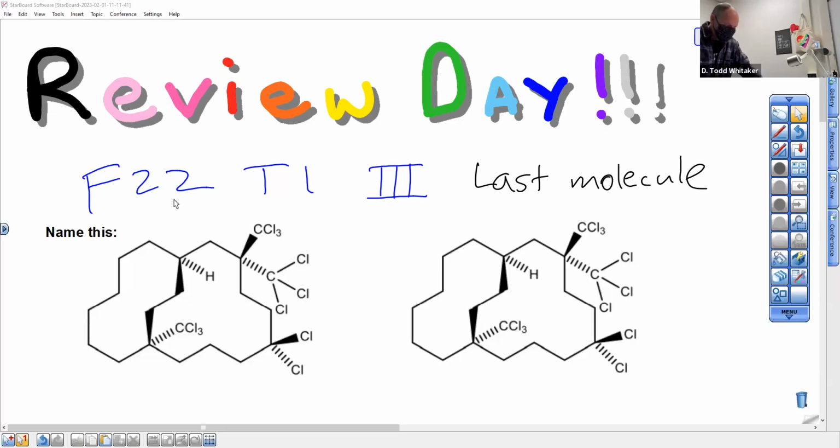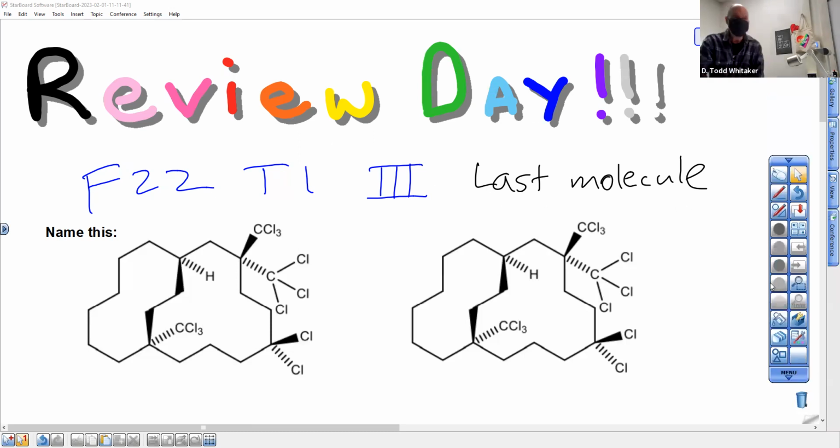We're going to start our Test 1 review day. We had a request for Fall 22, Test 1, Part 3, which is always nomenclature. She requested the last molecule be done. This is a bicyclo molecule. You must identify the two bridgeheads first. They're in green. What makes something a bridgehead is a good question.